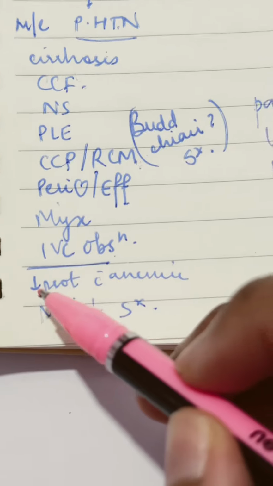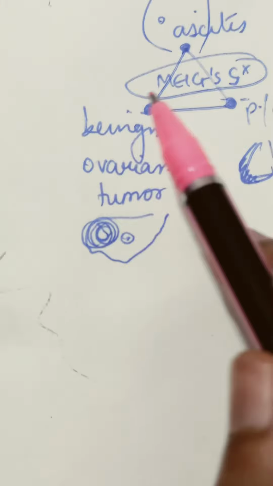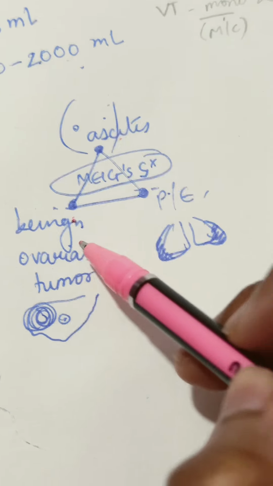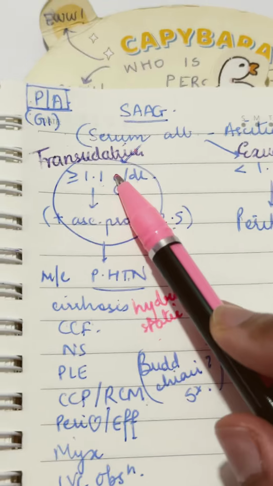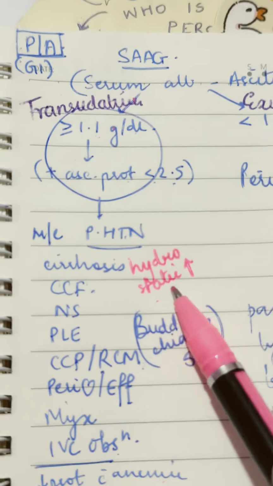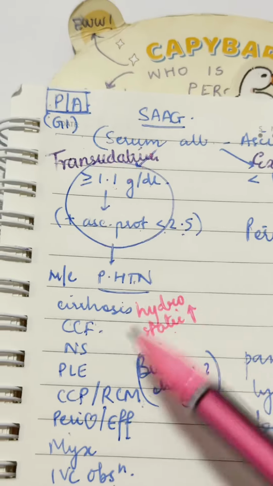Remember two extra things. We have hypoproteinemia with anemia, and we have Meigs syndrome. Now, this is what Meigs syndrome is. It's a triad of ascites plus benign ovarian tumor plus pleural effusion. Now, as you can already judge from this, transudative ascites is mostly because of increase in the hydrostatic pressure inside the vessels. We're mostly talking about the portal vein and the veins in the liver.